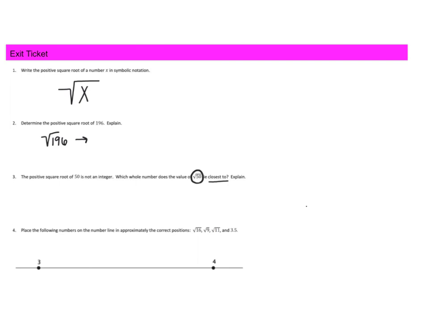Okay? And then number 4, you're going to place these numbers on the number line. So you're going to place the square root of 16 on the number line somewhere. You're going to place the square root of 9 somewhere on the number line. You're going to place the square root of 11 somewhere on this number line. It's not going to be perfect, but you got to figure out where it's going to be between. And the number 3.5, I'm just going to do this one for you. 3.5 is directly in between 3 and 4. Okay, so I already did this whole number for you. You need to place your radicals.